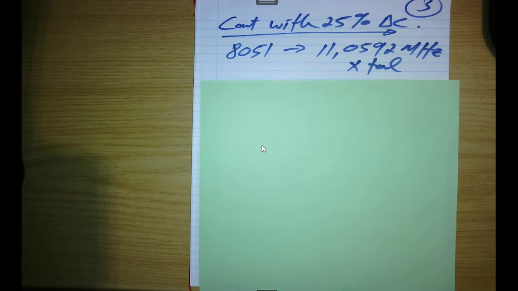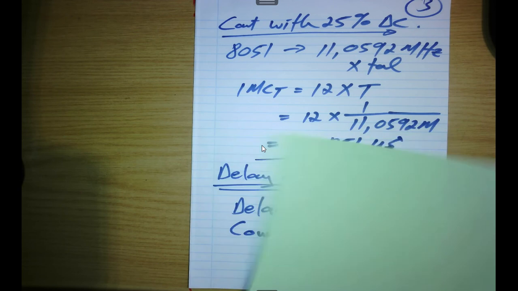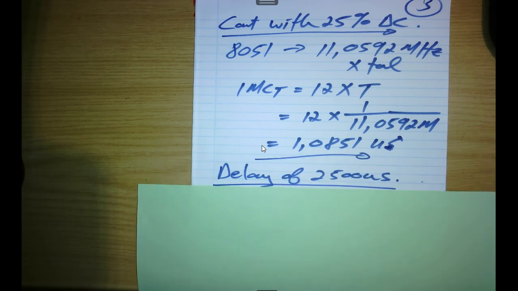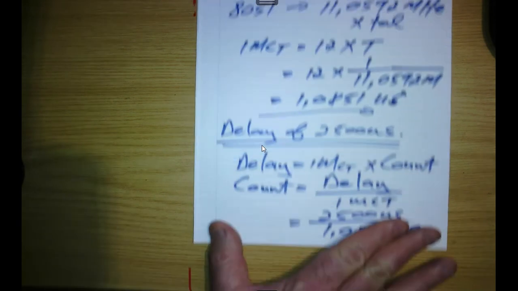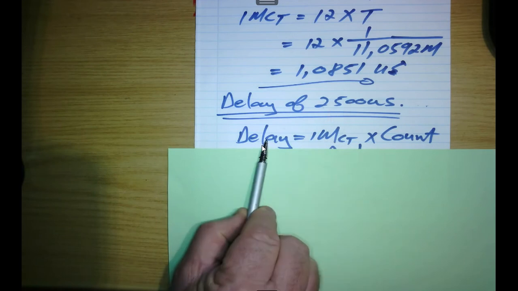So if we make use of this crystal here, that means that the machine cycle time, we've calculated this before, is 12 times the period of each and every pulse, and that works out to be 1.085 microseconds. That's the one machine cycle time. So for a delay of 2,500 microseconds, I can then calculate what is the count that should be used in this specific example. So the delay is 2,500 microseconds.